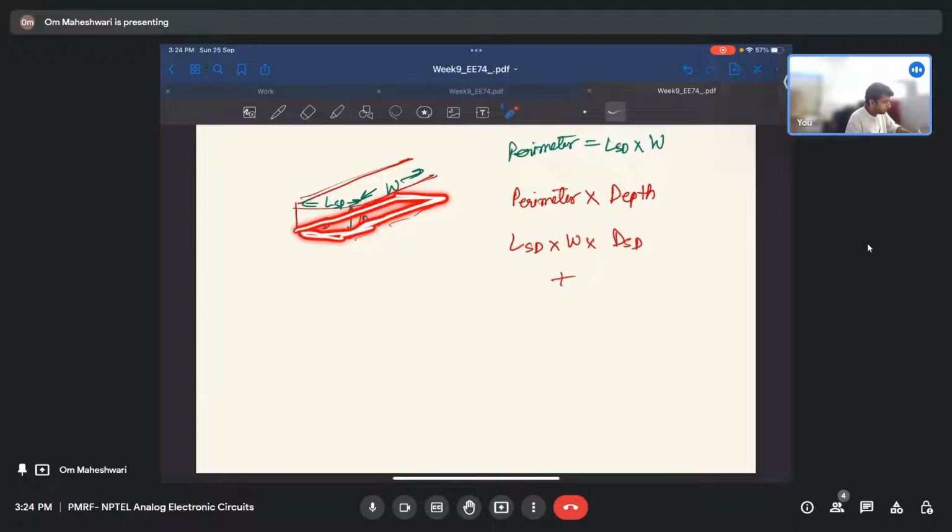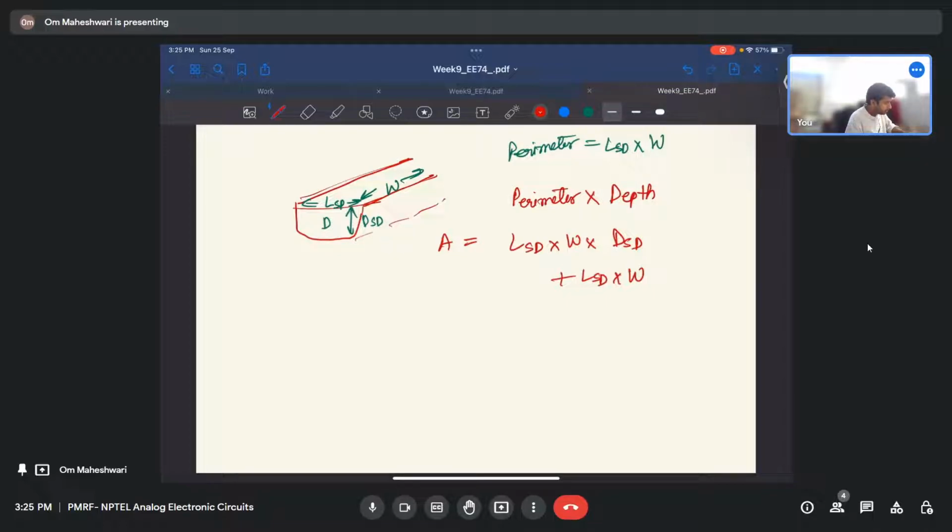So at the bottom there is also the junction between the drain and the body, right? So it will again be the area of the junction, that is LSD into width. This is the total area. So let me just put some values.